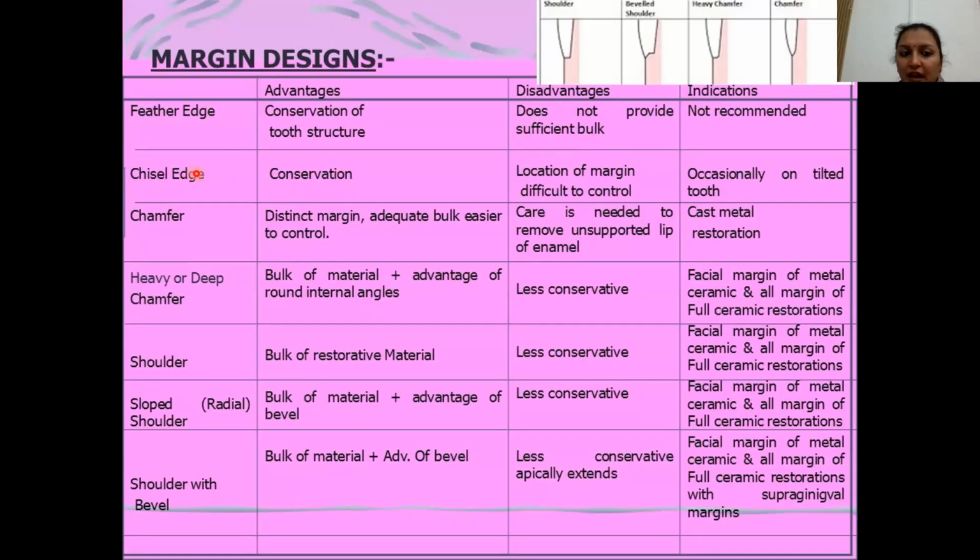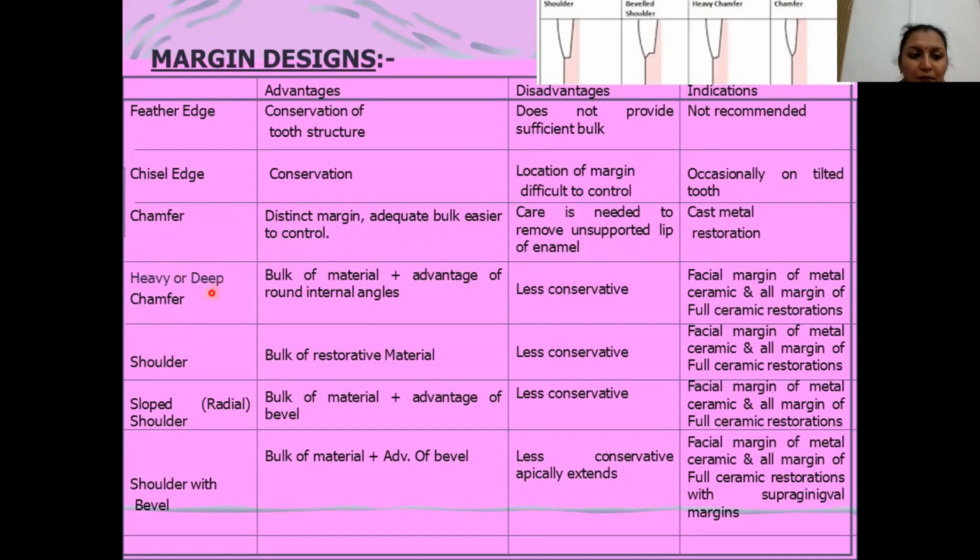Now, chisel edge or knife edge. Again, the advantage is conservation of tooth structure. The disadvantage is the location of the margin is difficult to control. Indication: it is indicated occasionally on a tilted tooth. Then chamfer: it has a distinct margin, adequate bulk, and is easier to control. Disadvantage includes that care is needed to remove the unsupported lip of enamel. Indication: used in cast metal restoration.